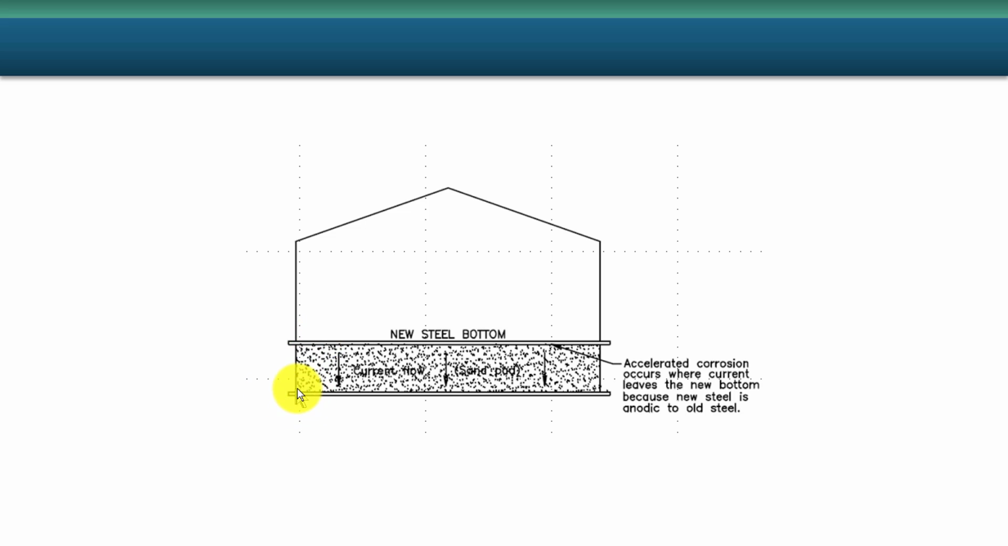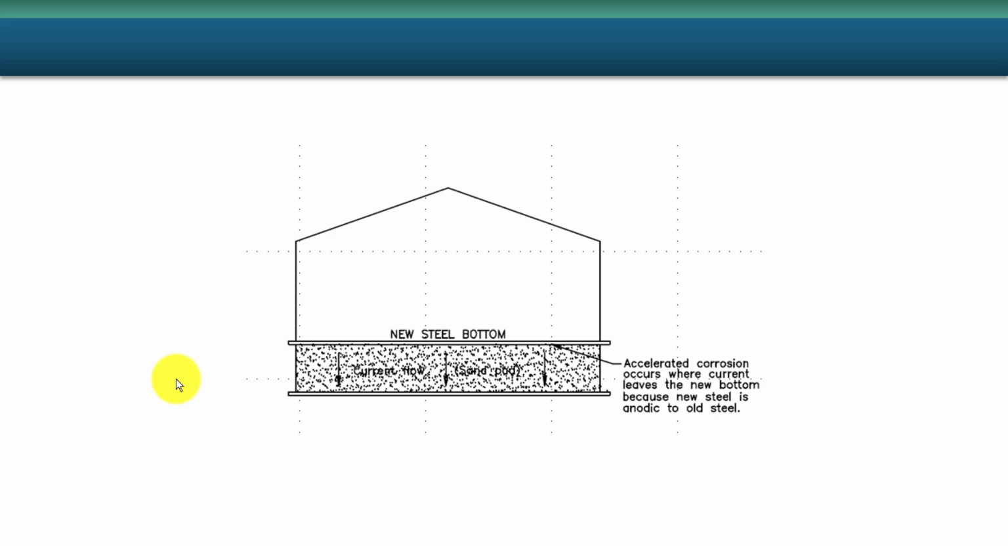The solution is to put a dielectric or insulating material on the bottom, something like polyethylene. It's ideal because it's cheap. It guarantees that if you do have a release from the new steel bottom, it's not going to go through into the old bottom and into the ground.